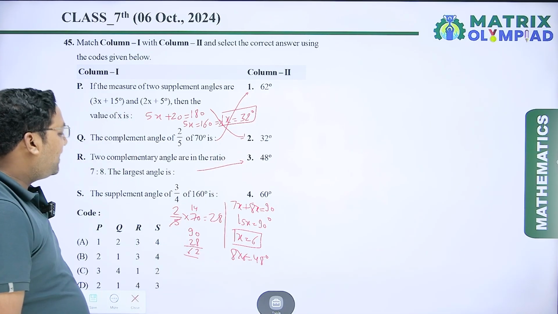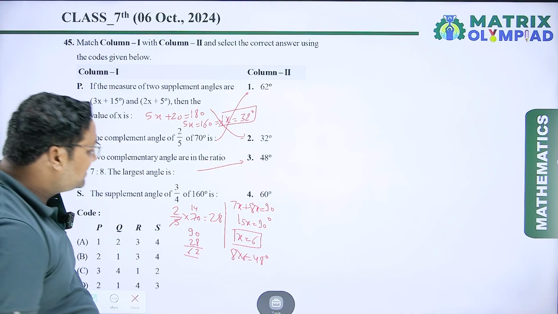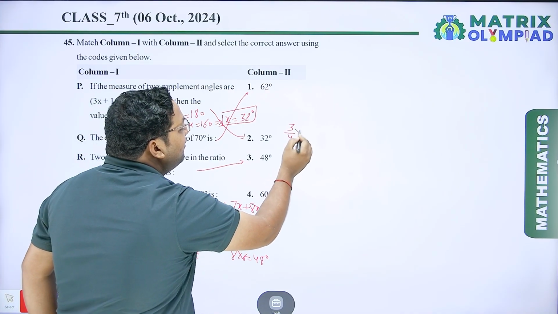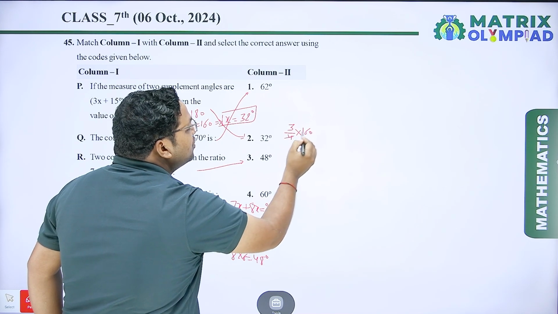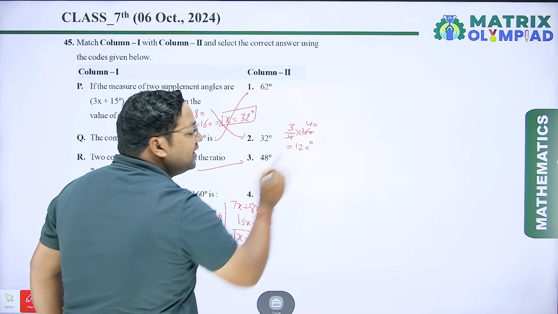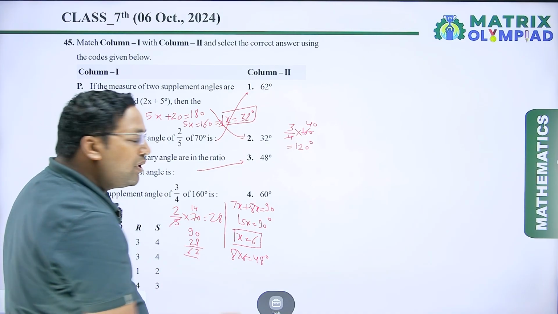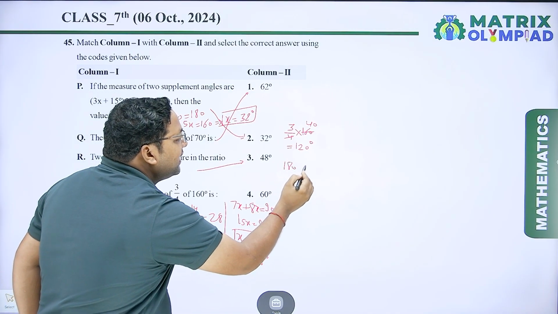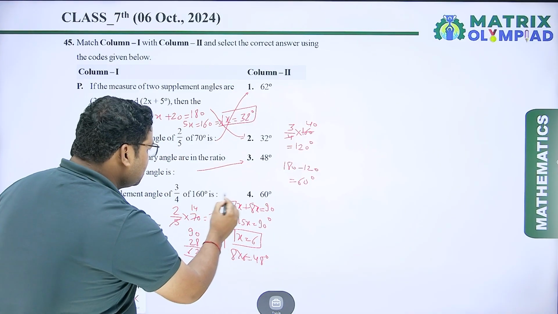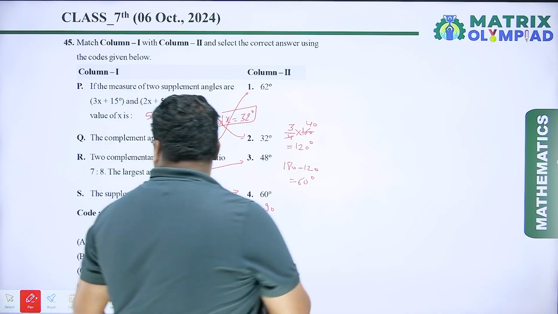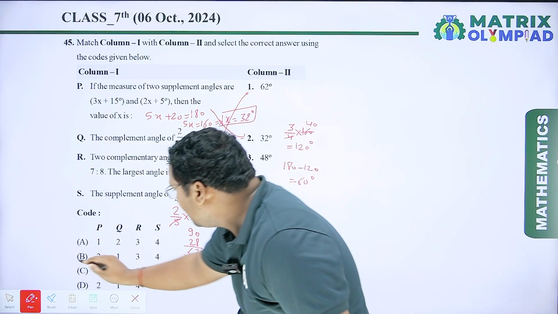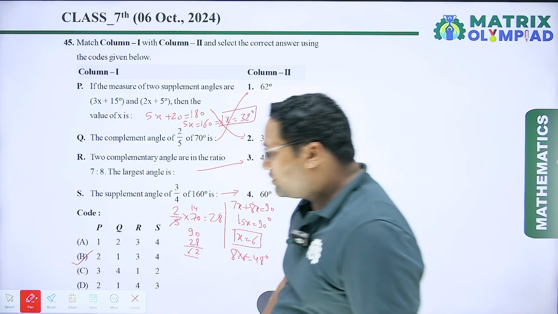Next is the supplement angle of 3 by 4 of 160 degrees. Let's calculate 3 by 4 of 160 degrees. Here we get 40, and 40 into 3 is 120 degrees. So the supplementary angle of 120 degrees is 180 minus 120, which is equal to 60 degrees. So the correct option is 4. So the right option is 2134, which is option number B.